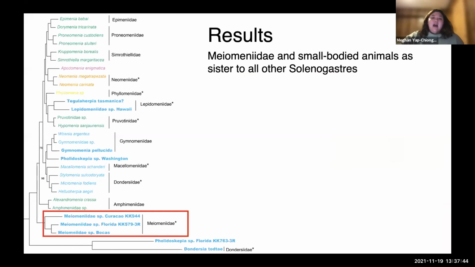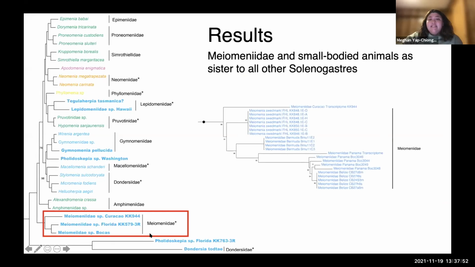And finally, at the base of the tree, we're seeing these myomeniids and these small-bodied animals as sister to all other solenogasters. So here's all those myomeniids, and we checked them based on barcodes with all of the other barcodes that we have from Friday Harbor and Bermuda and all these other places. And we checked our transcriptomes by pulling out 16S and CO1, and they are recovering within this Myomeniidae clade. So we actually have Myomeniidae in the tree now, and it is sister to all other solenogasters.